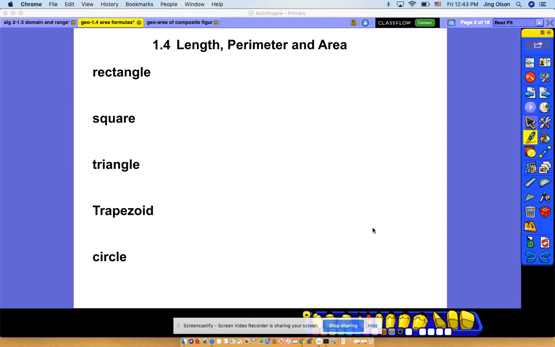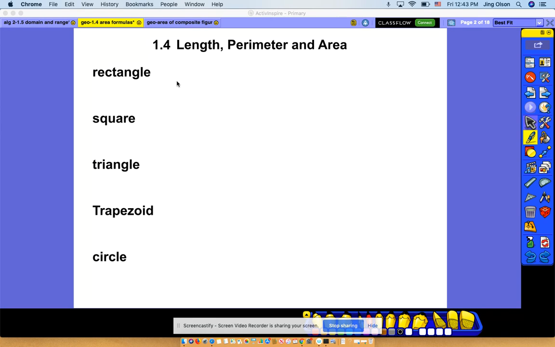In this week, we're going to use the equations we reviewed the past 2 weeks on how to work with the length, perimeter, and area of basic shapes. The shapes we're going to cover today include rectangles, squares, triangles, trapezoids, and circles.